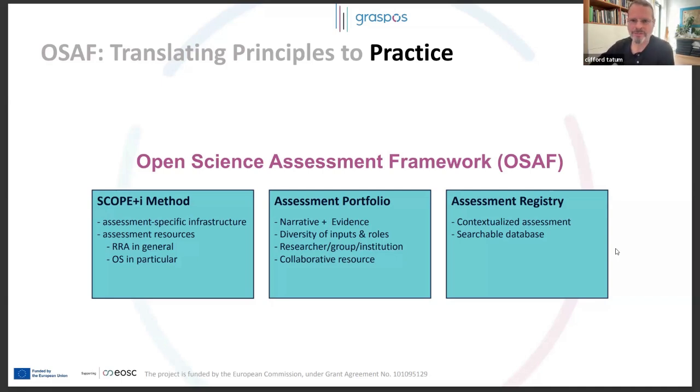And then finally, an assessment registry to publish an assessment protocol once you're complete. Next slide, please.